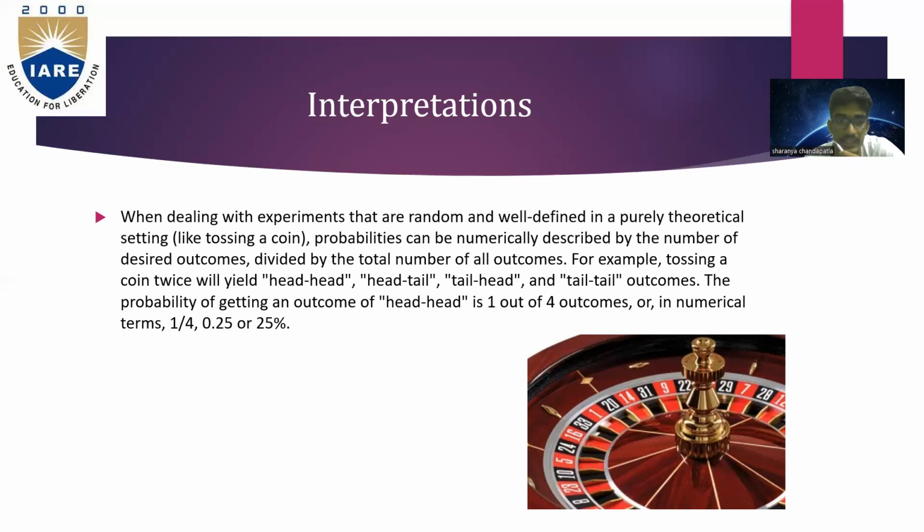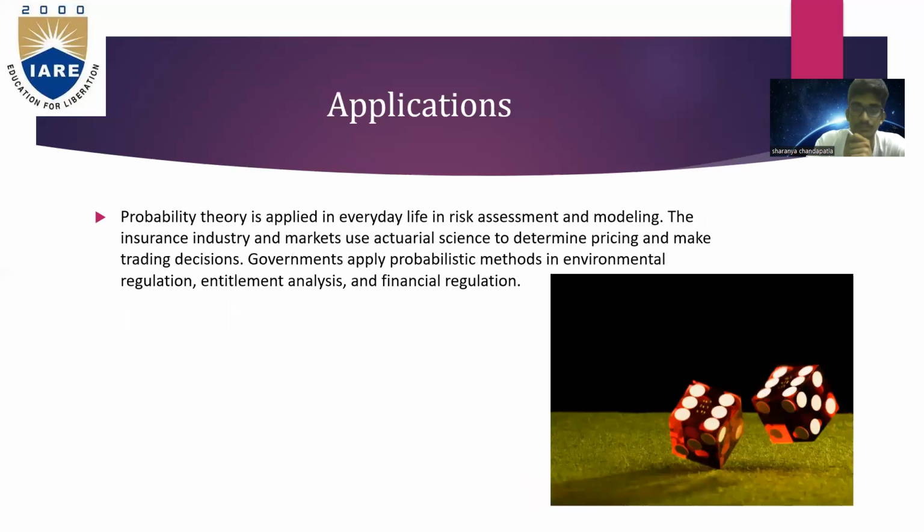For example, tossing a coin twice will yield head-head, head-tail, tail-head, and tail-tail outcomes, which I already told. So we are seeing again that the probability of getting an outcome of two heads is 1 out of 4, or numerically 1 by 4. Dividing 1 by 4 we get 0.25, or you can say 25%. So these are the interpretations of probability.